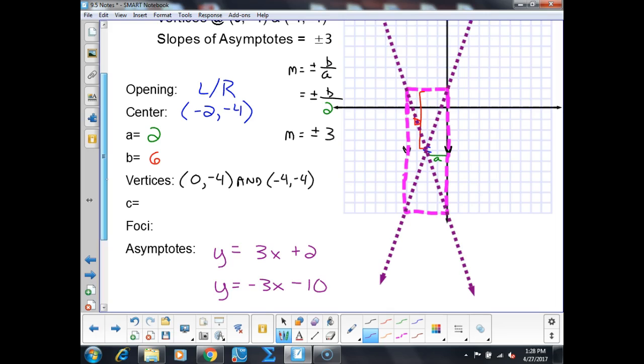You want to find the equation next, or do you want to find the foci next? Or do you want to draw it in? Equation? Okay. Is it going to be an x squared minus y squared or a y squared minus x squared? It's going to be x squared minus y squared.